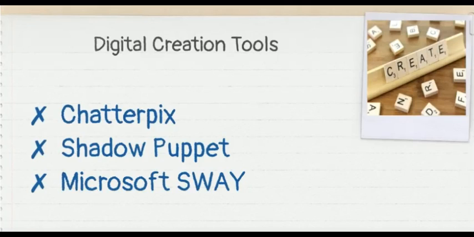Once the students completed their research, they had the option of choosing a Chatterpix, Shadow Puppet, or Microsoft Sway to show their understanding of the material. Chatterpix and Shadow Puppet were the tools that the students chose the most. Many students did not choose Microsoft Sway at all, and one of the reasons may be that this was the new tool introduced to the students during this project, and they already knew how to create Chatterpixes and Shadow Puppets.